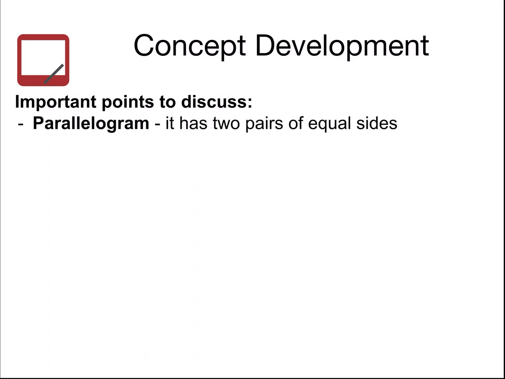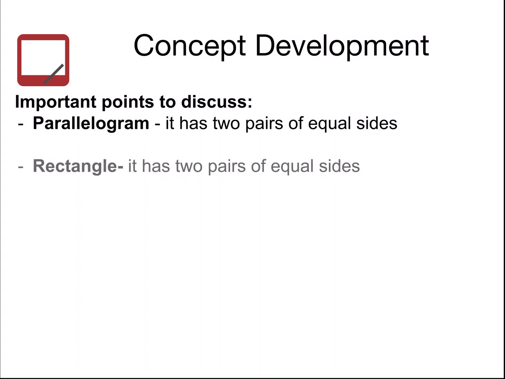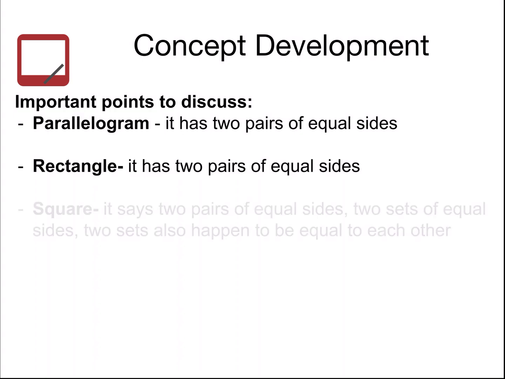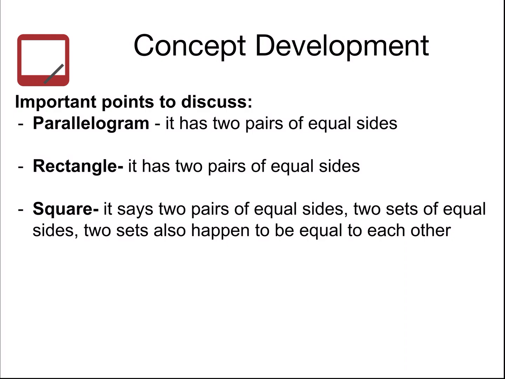Here we go. Are you ready? Drum roll, please. Oh, before I give you the answers, whoopsies, important points to discuss. You should know that a parallelogram has two pairs of equal sides. You should also know that a rectangle has two pairs of equal sides. A square, two pairs of equal sides, two sets of equal sides. Two sets also happen to be equal to each other.